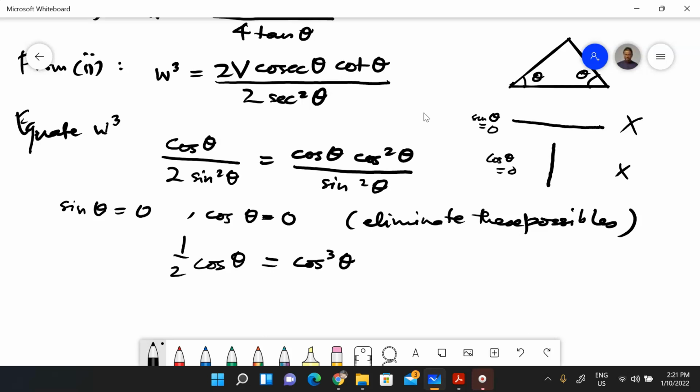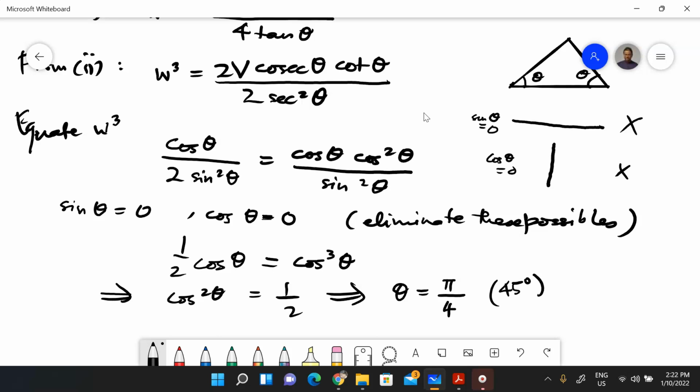Or we can simplify this further. This gives you cos squared theta equals a half, or in other words, cos theta is going to be 1 on square root 2, and that corresponds to theta equals pi over 4. So really, this is 45 degrees. That would essentially minimize the material for the tent.